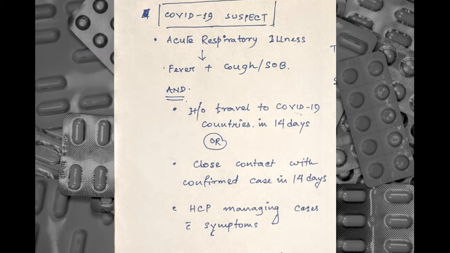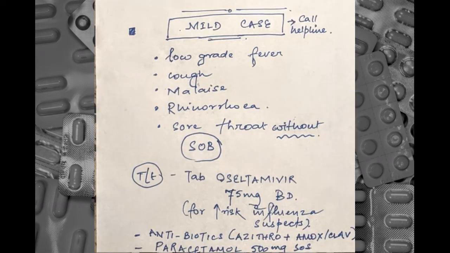So a mild case will have low grade fever, cough, malaise, rhinorrhea or sore throat without any shortness of breath. And all these symptoms are not present together. In some patients, some symptoms may be missing. So you have to judge clinically. So what is the treatment of this kind of mild cases?